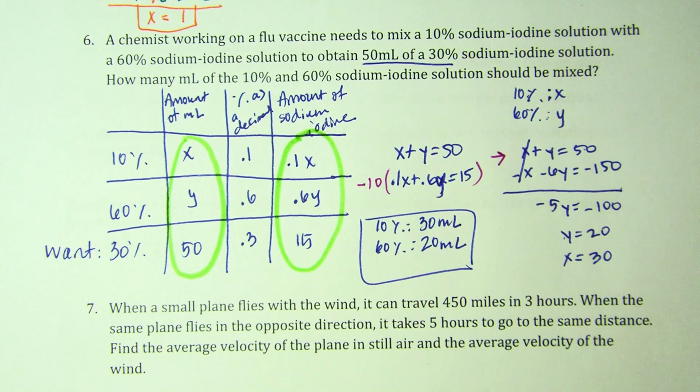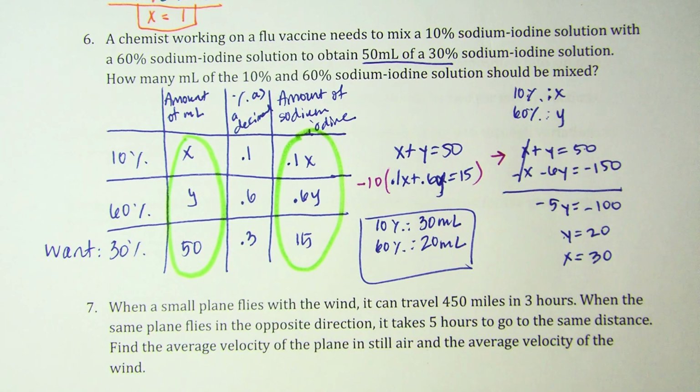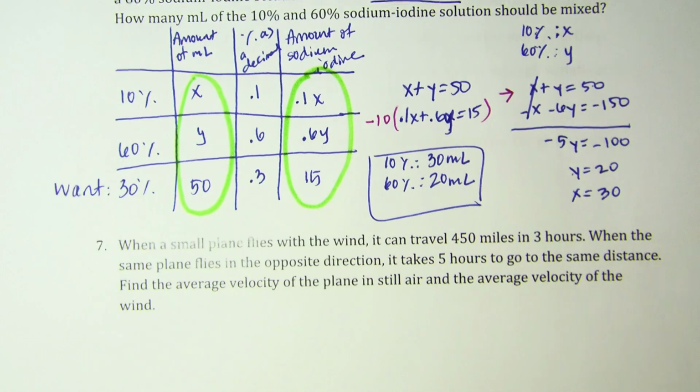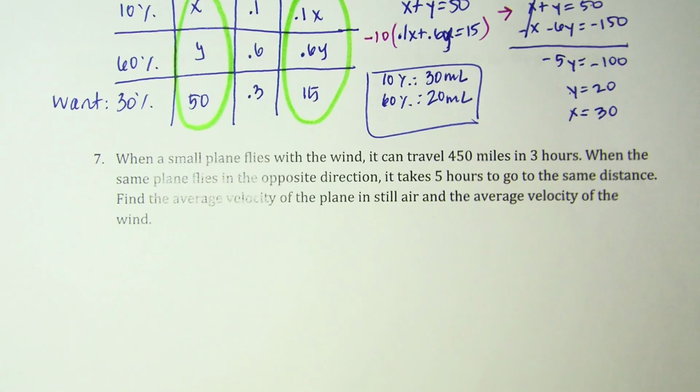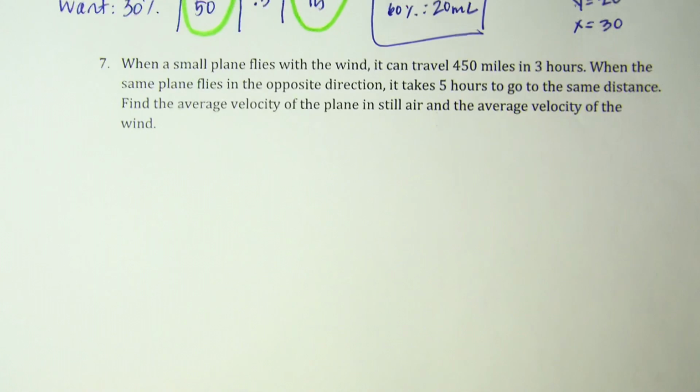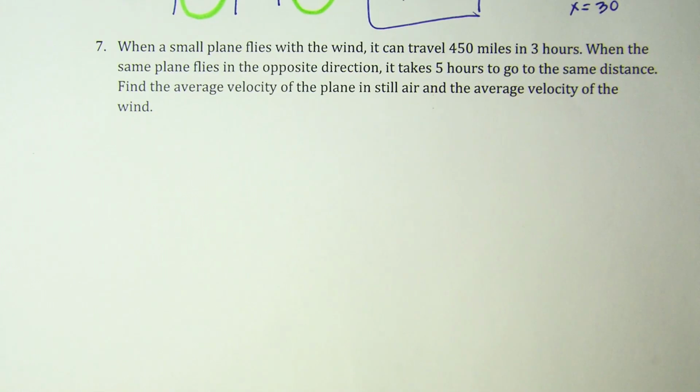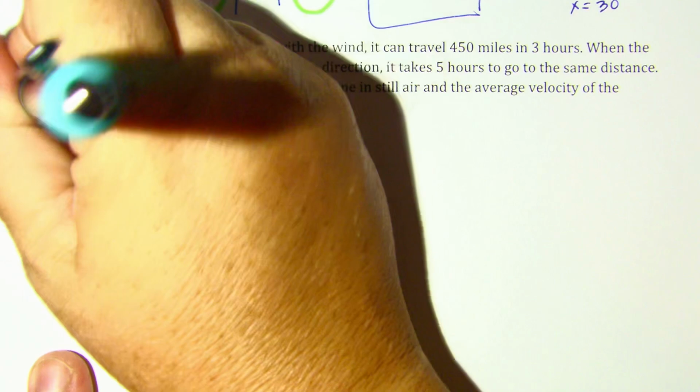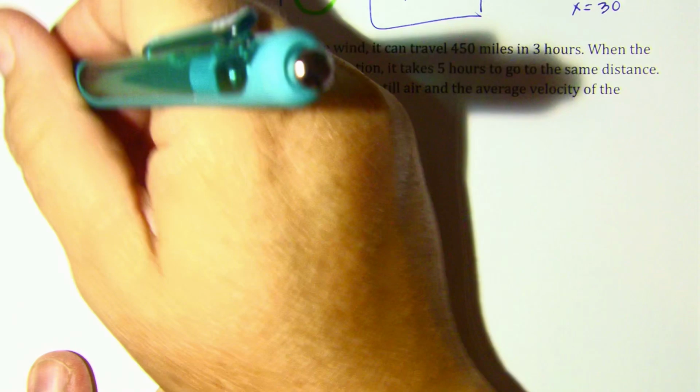Okay. The next example, we did lots of these earlier in this semester, but again, we did easier versions of them where we had fewer unknowns. Now, this example here says, when a small plane flies with the wind, it can travel 450 miles in 3 hours. So this is one of those distance, rate, time problems.